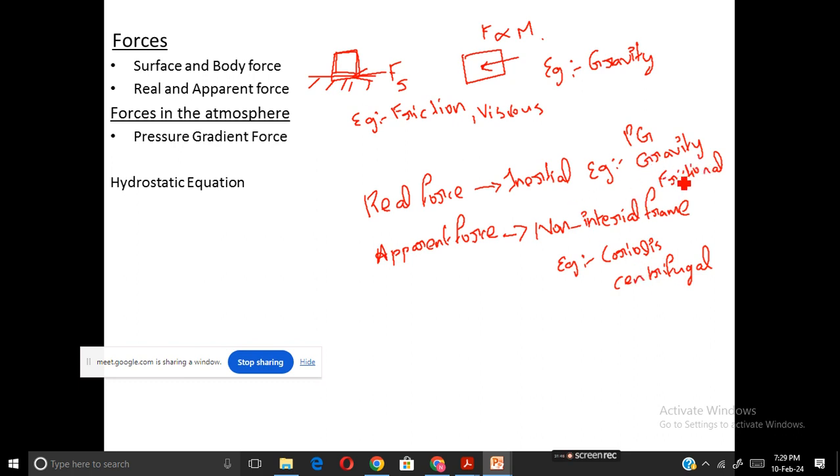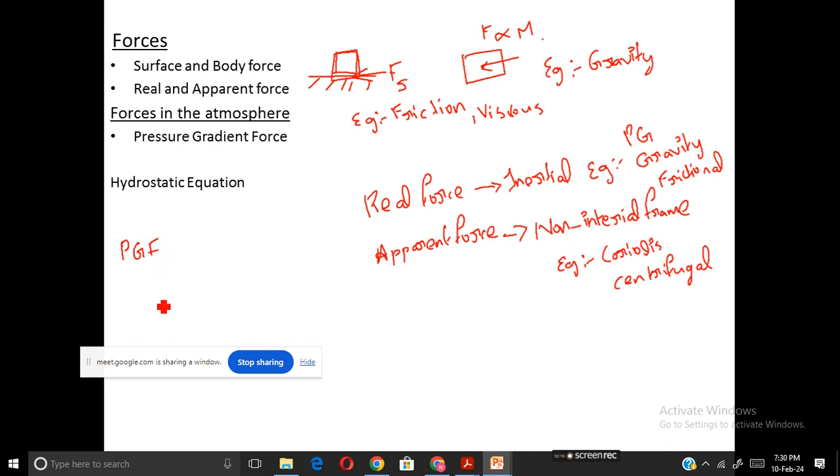So based on the frame of reference, forces have been divided into two, real force and apparent force. Real force is what acts on an inertial frame of reference, and apparent force is what acts on a non-inertial frame of reference. In case of real force, the examples are pressure gradient force, gravity, and frictional force, whereas apparent force examples are Coriolis and centrifugal force.